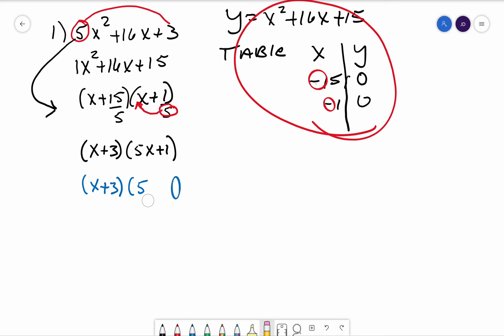I'm not sure why it's not erasing. Everything else is erasing, but not this. All right, not a problem.